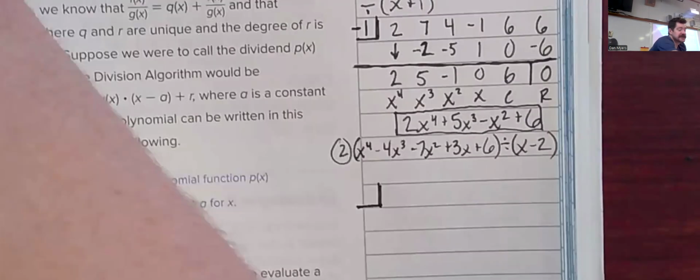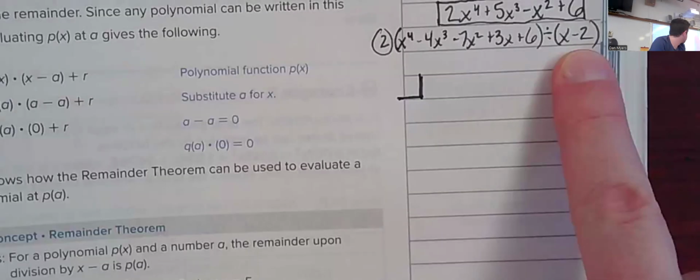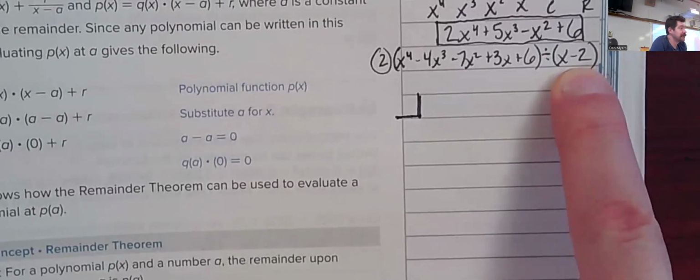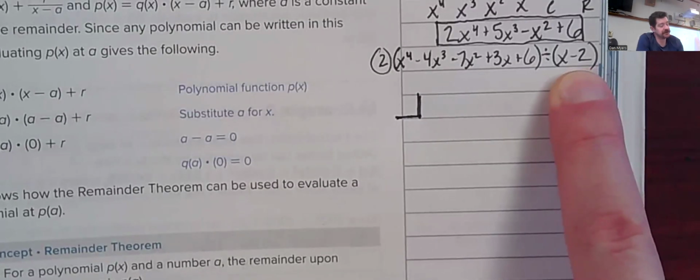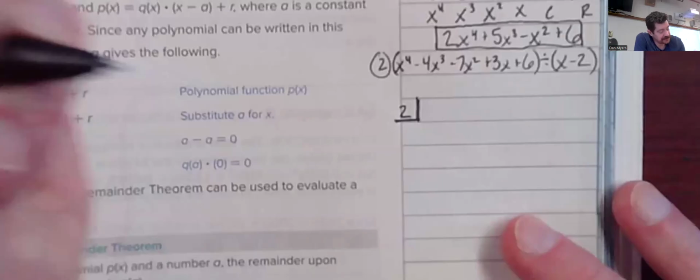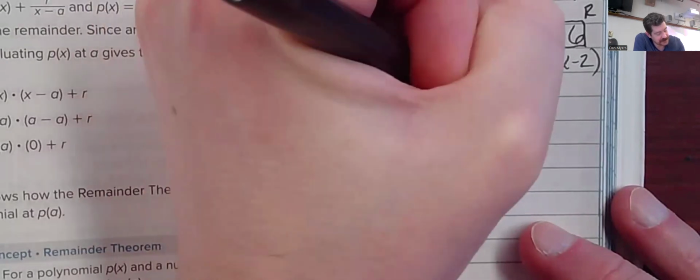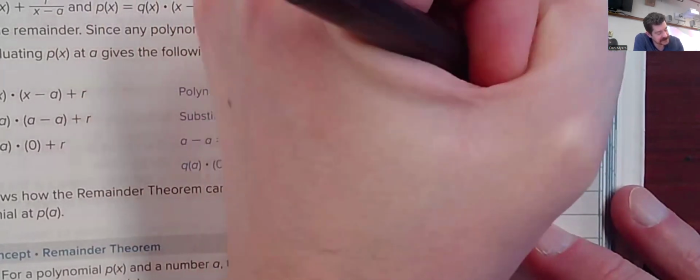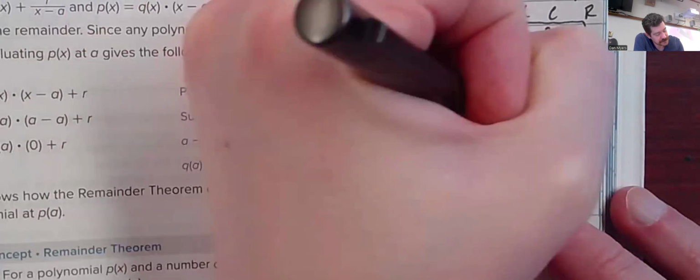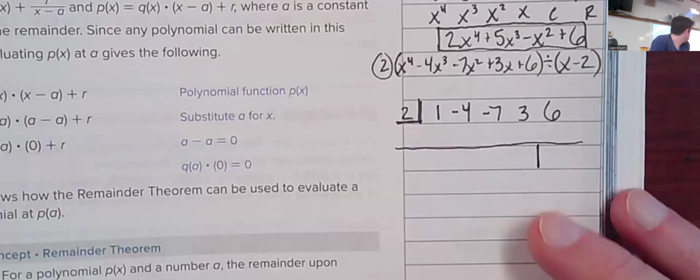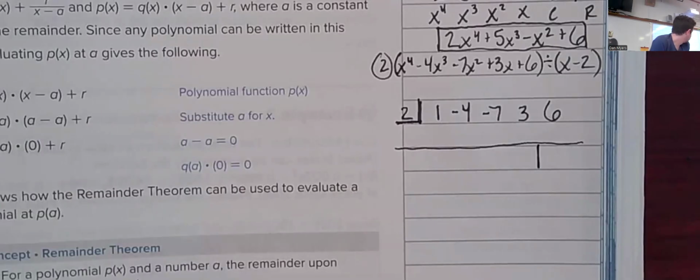Yeah. Because this time it was an x minus 2. So the opposite of the value that's in there, or the number that makes this set of parentheses equal to 0, would be positive 2. And then coefficients. We've got a 1, a negative 4, a negative 7, a 3, and a 6. And we leave our little separator down there for if we have a remainder.